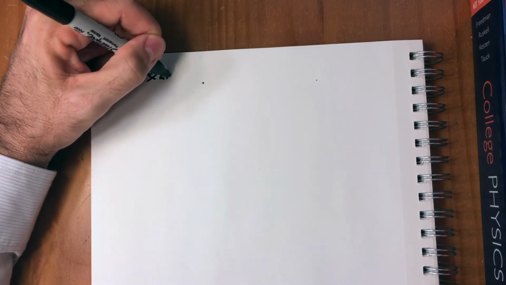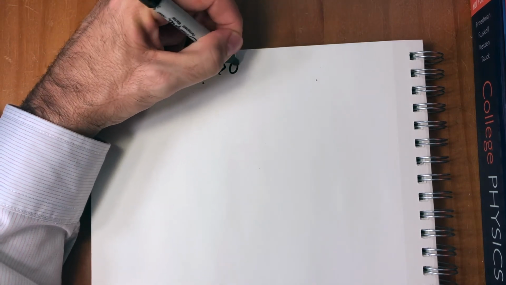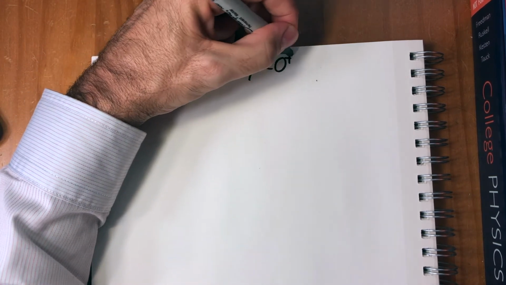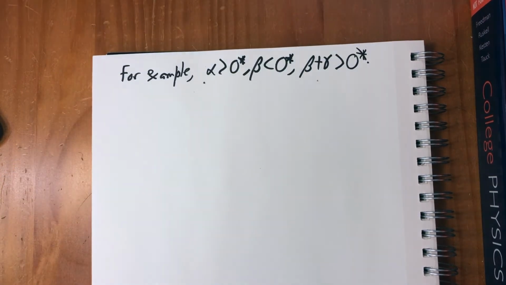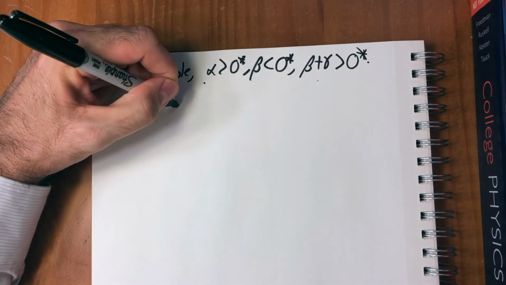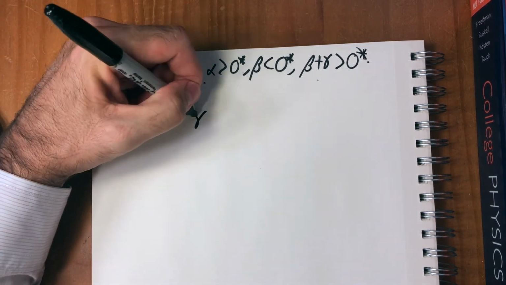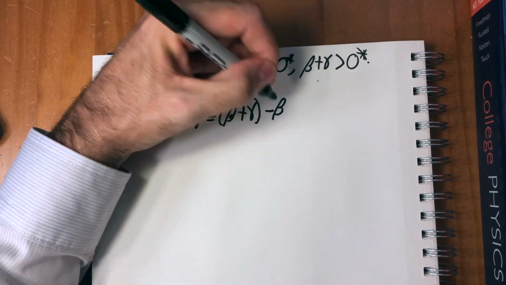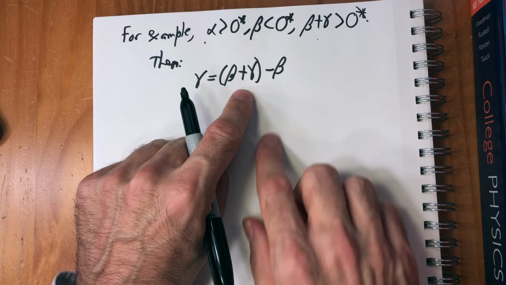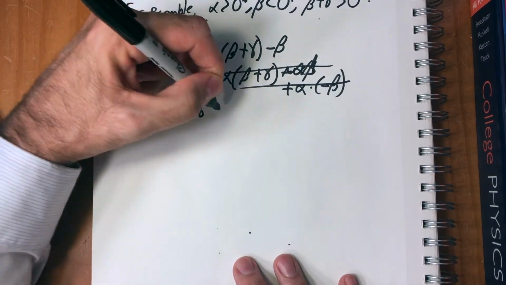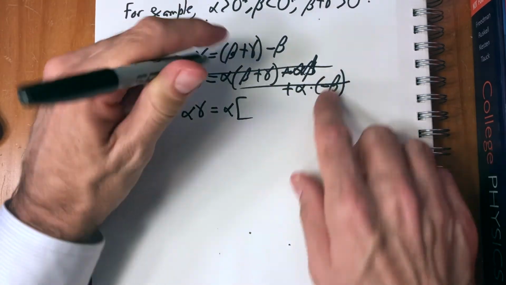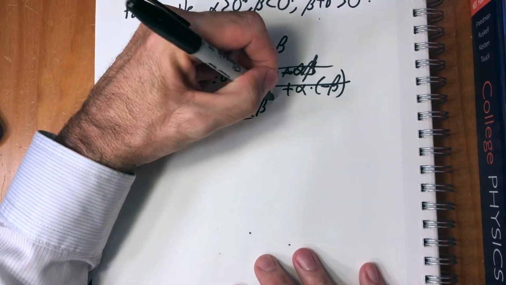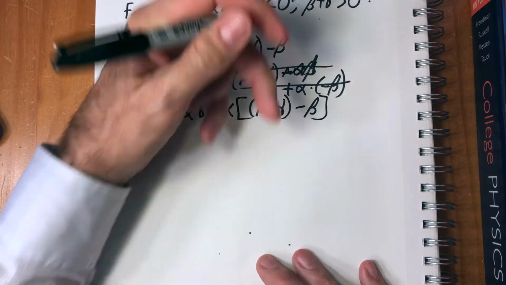So the remaining cases, if one of the numbers is negative, then it all works the same way. And I'll just show you, for example, let's say that alpha is greater than 0, beta is less than 0, and beta plus gamma is greater than 0. Then gamma equals beta plus gamma minus beta. And now we know that the distributive property will hold for these because they're all positive. So we can multiply both sides of the equation by alpha. So we have that alpha gamma equals alpha times this whole thing, beta plus gamma minus beta.